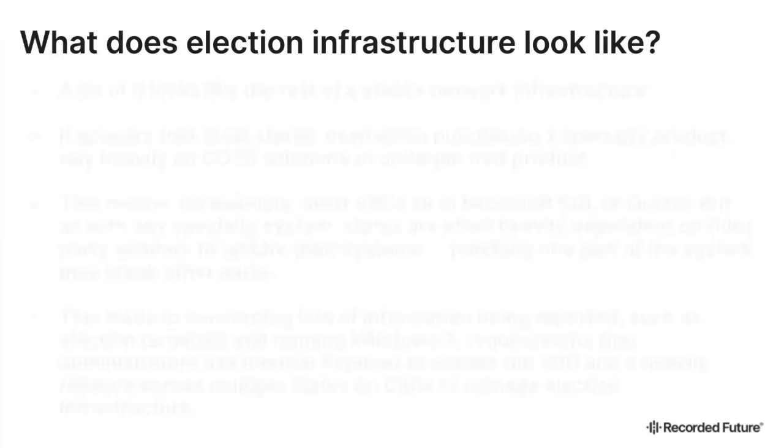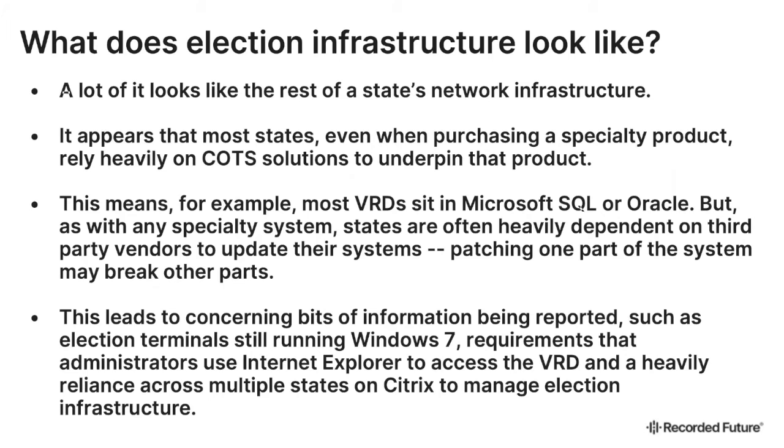So what does election infrastructure look like? Most of it looks like the rest of the state's network infrastructure. It appears that most states, even when purchasing a specialty voting product, rely heavily on commercial off-the-shelf solutions. This means, for example, that most voter registration databases sit on Oracle or Microsoft SQL. But as with any specialty system, states are often heavily dependent on third-party vendors to update their systems. So there's a lot of interconnected parts there, and if you are patching one part of the system, you may break other parts. So often they have to rely on their third-party vendors to do the patching.